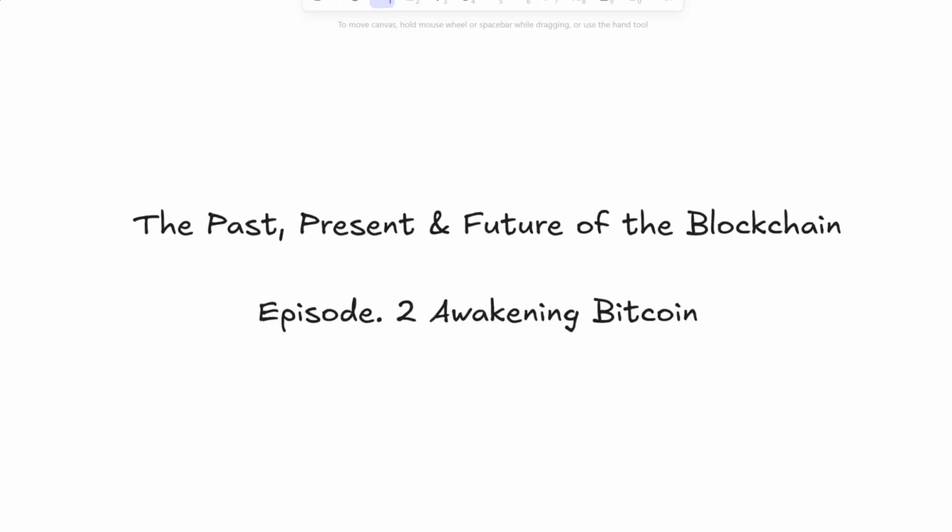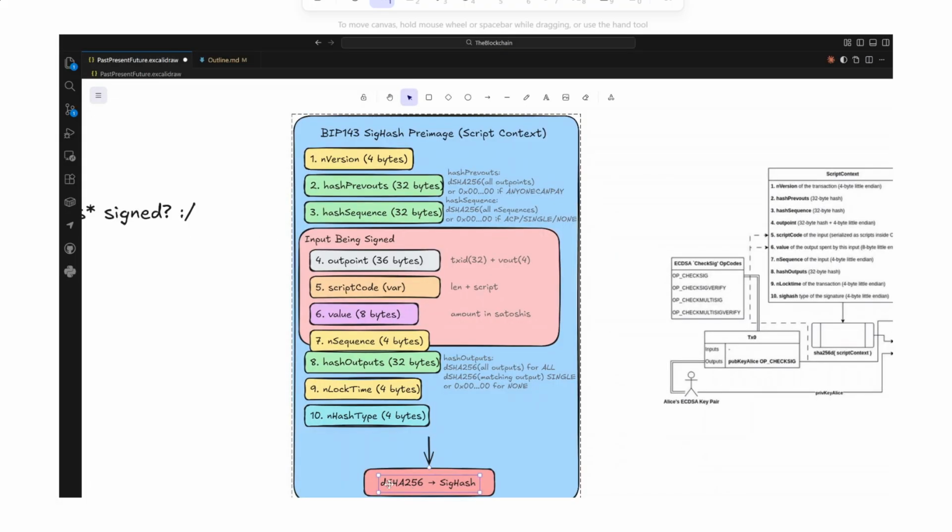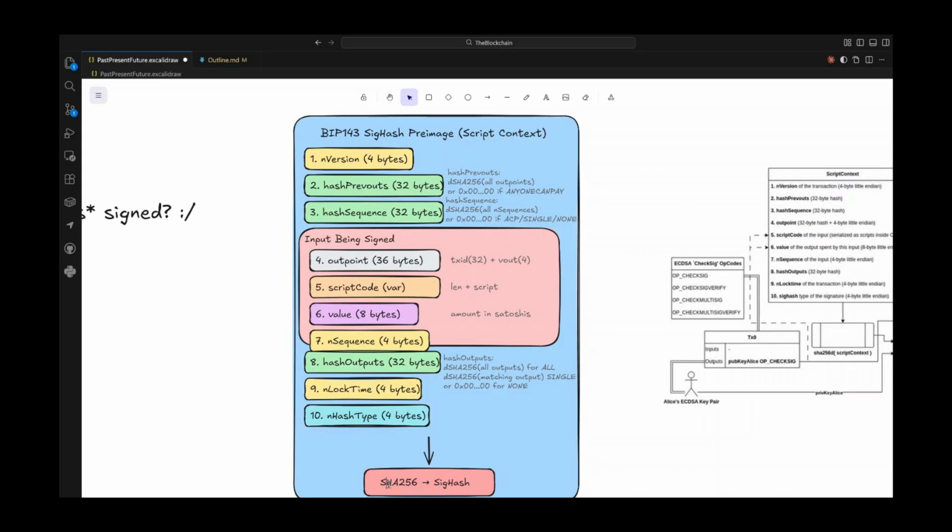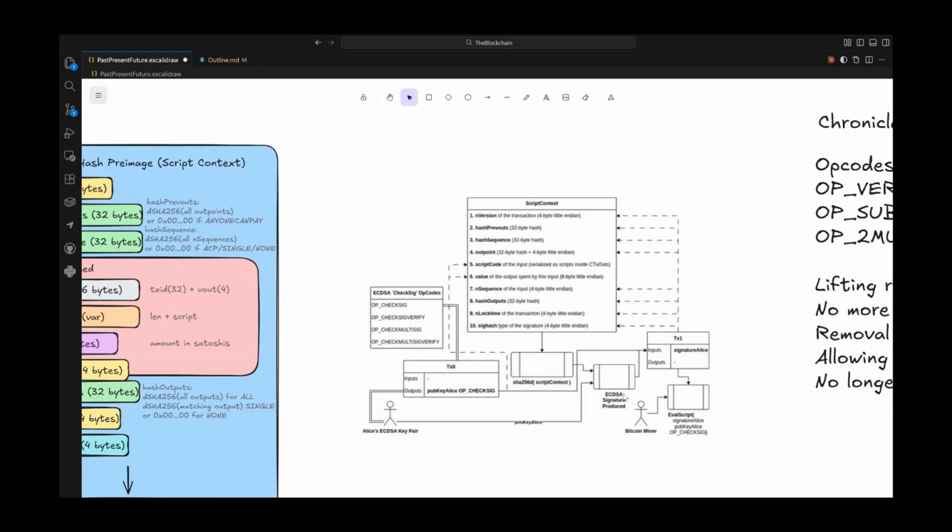Episode 2, Awakening Bitcoin. As shown in the previous video, this is what the Bitcoin OP_CHECKSIG validates signature and public key pairs against. In fact, it's not this entire blob of data. The blob is hashed by the function named SHA-256D, a double SHA-256, so a key actually only signs the 32-byte value of the hash data blob.